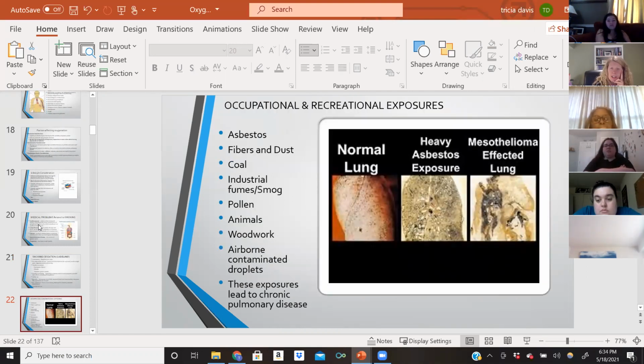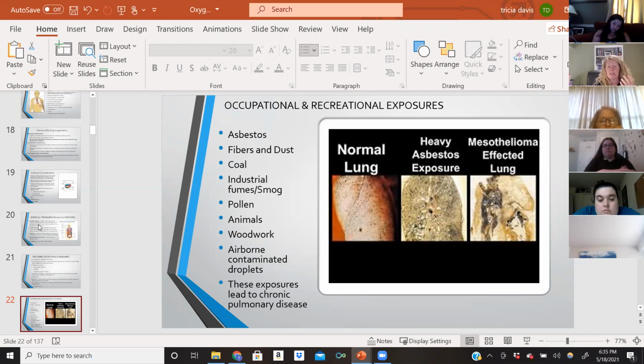So some occupational and recreational exposures that we can see that cause damage to our lungs. So asbestos. Some people lived in houses that had asbestos. I don't think that happens too much anymore. I guess it could. It happened a lot of years ago. People didn't know they were living with it. People who work with it for a living can get it into their lungs.